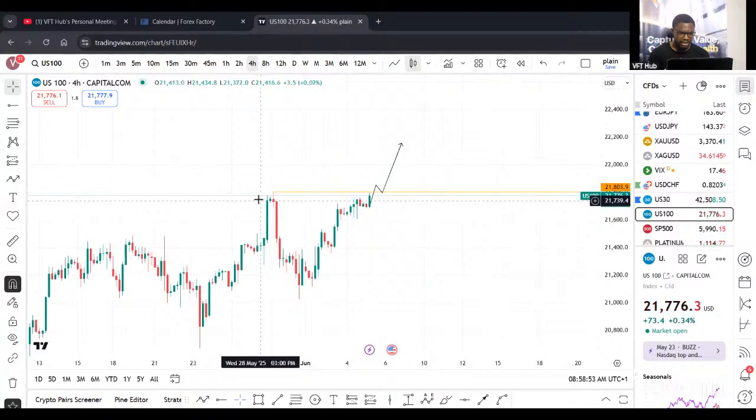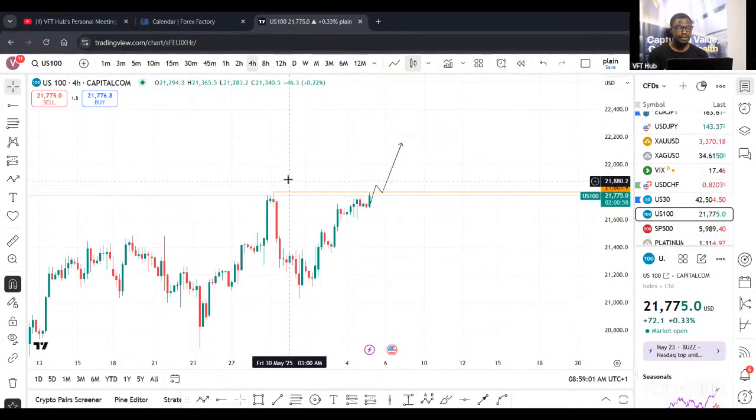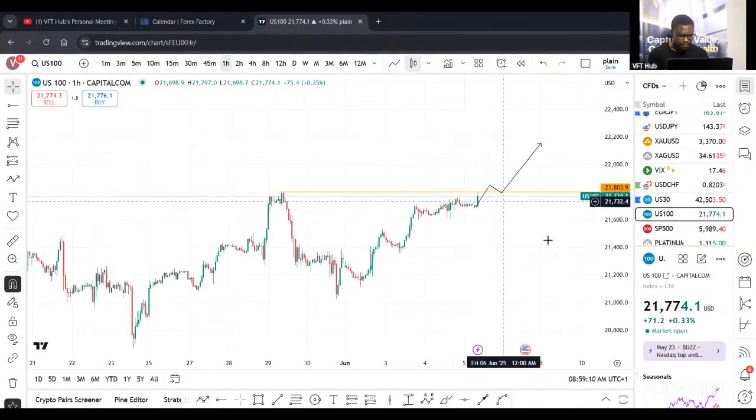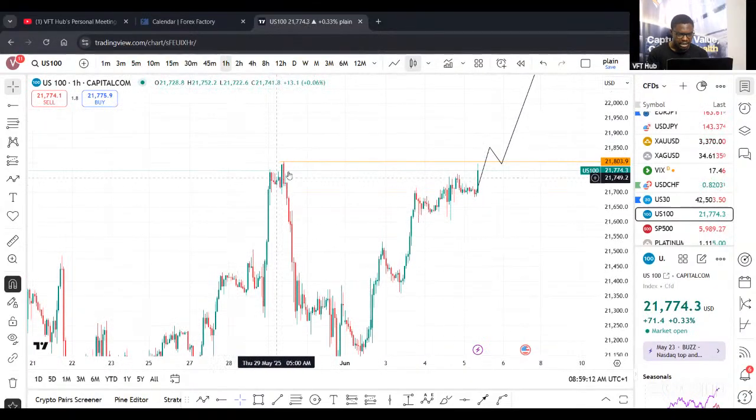All right, for those asking, what's a flip zone? It's like support turned resistance, right? And that zone you can look at for order blocks. You can look at for fair value gaps, inverted fair value gaps, and then take advantage of that to the upside. All right, on the 1-hour time frame, is there anything significant? No. Currently price is reacting off from this order block, and I believe it's going to fail.